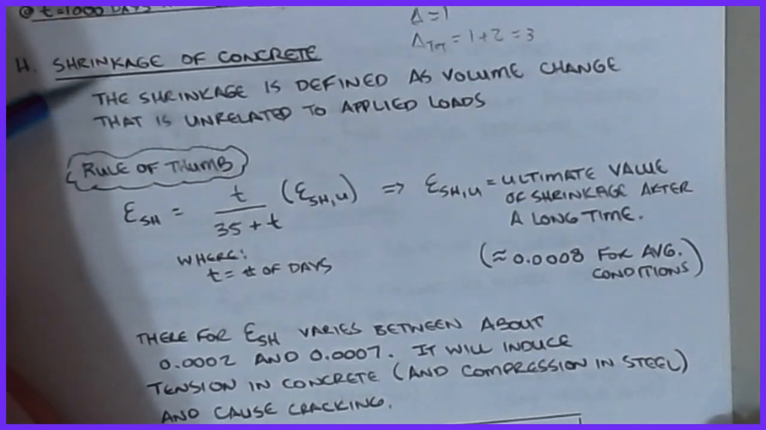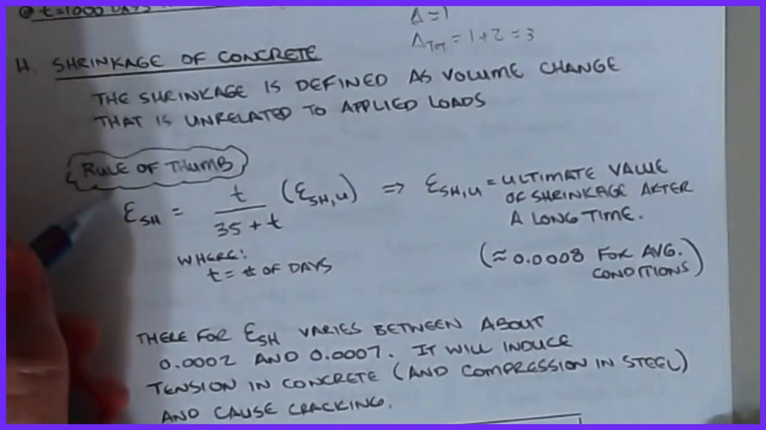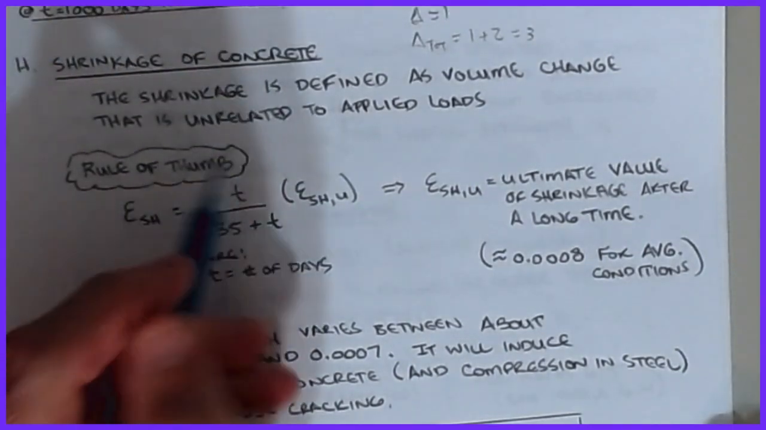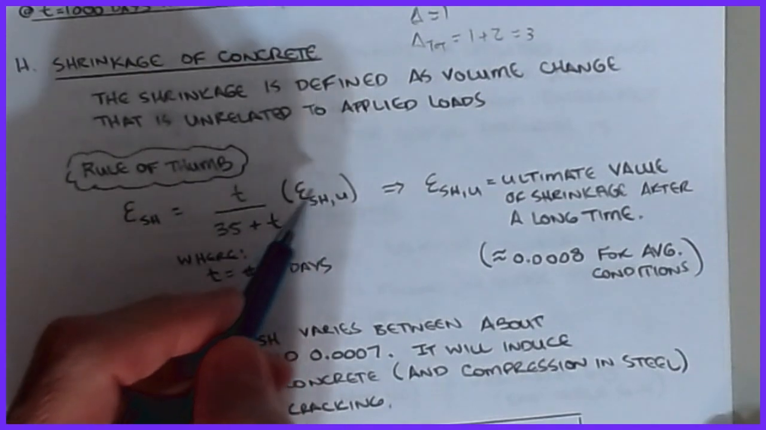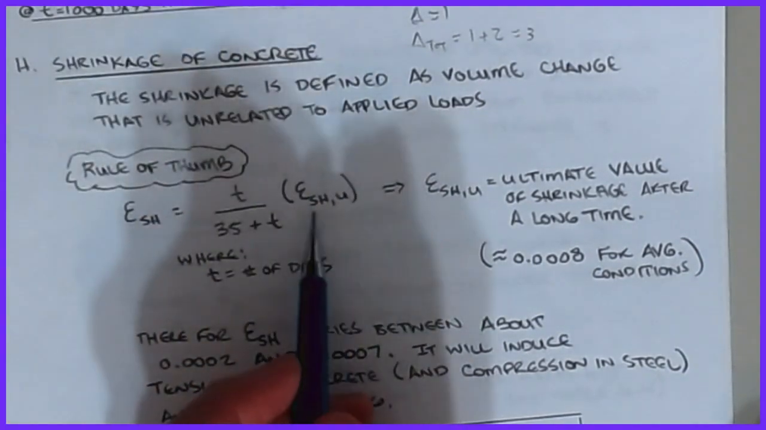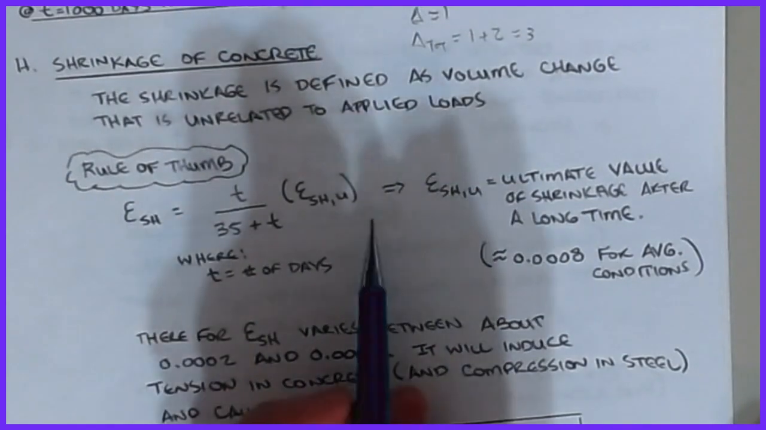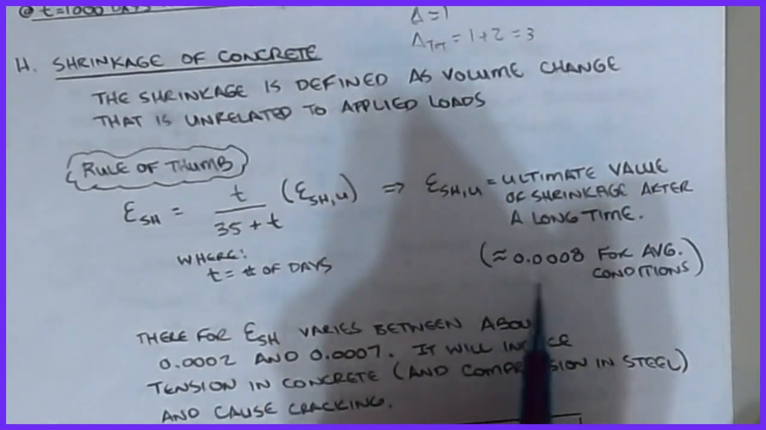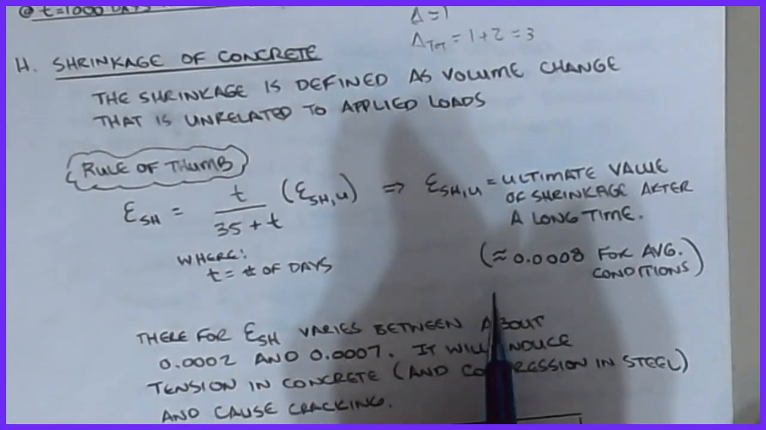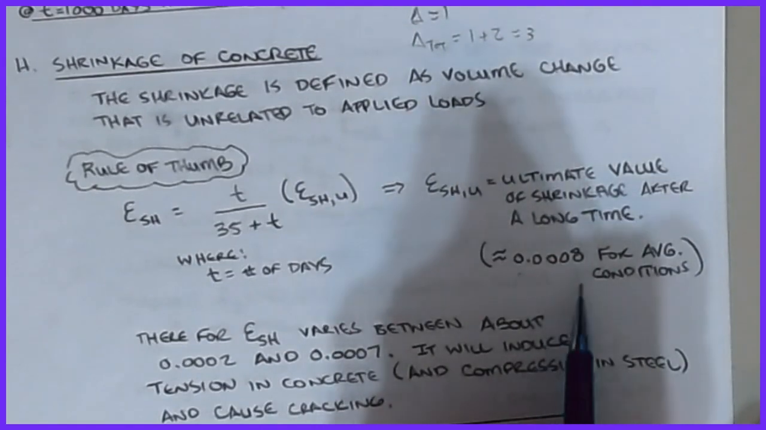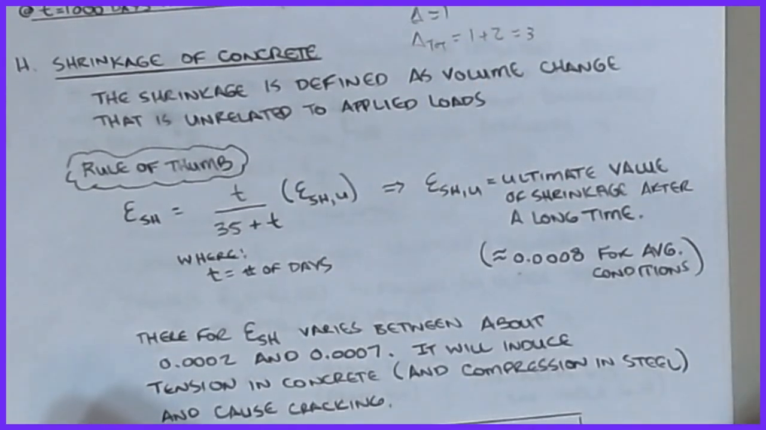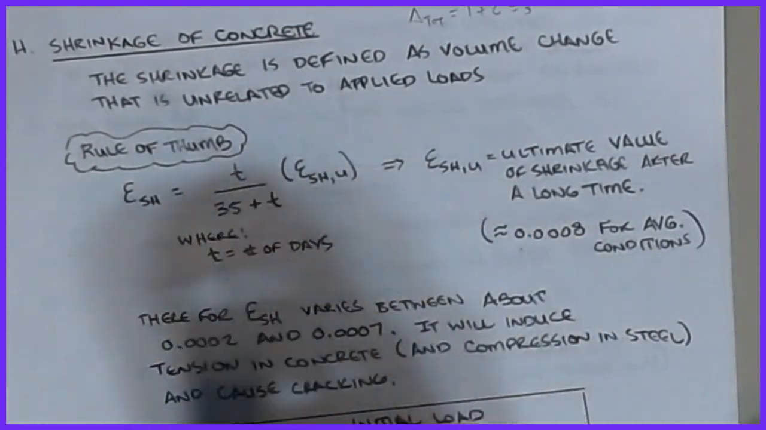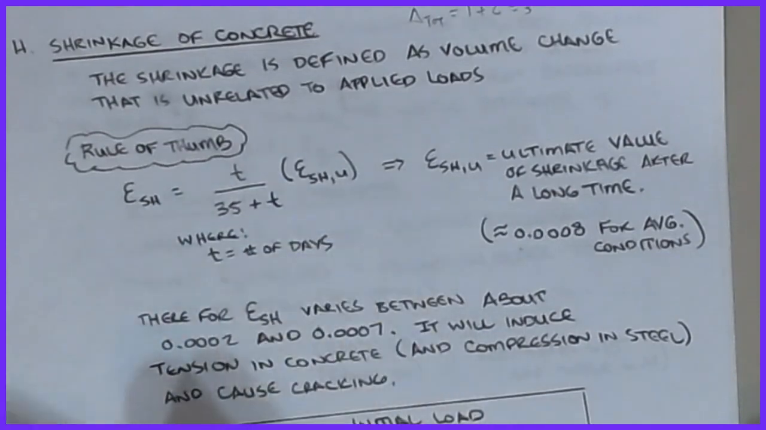in a direction that may not be associated with the load. So just like what we had with the creep, we've got a rule of thumb for shrinkage. The formula that we're going to use is T divided by 35 plus T, multiplied by this ultimate shrinkage strain. Again, this is a highly variable factor, and for average normal conditions, nothing too out of the ordinary, we're going to take a guesstimate on this epsilon value of 0.0008, or 8 times 10 to the minus fourth, for average conditions. If you get into unusual conditions, then you've got to do your homework a little bit differently, and we'll talk a bit more about that, but for now, that's the value that we're going to use.